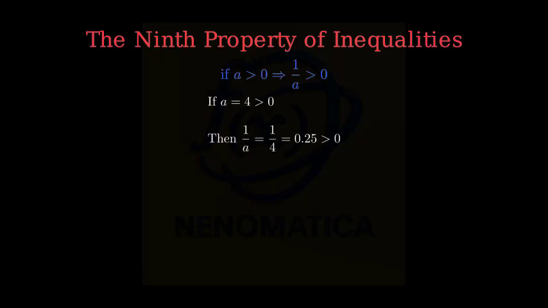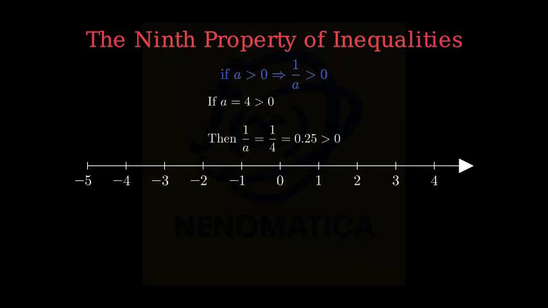Let's visualize this property on a number line. Here's our number line. When a is positive, it's located somewhere to the right of 0. Let's say a is 4, which is here on our number line. The reciprocal of a, 1 over a, which is 0.25, is also positive and is located between 0 and 1. Notice that as a increases and moves further to the right, its reciprocal gets closer to 0, but always remains positive. Now, let's look at the second part of this property.